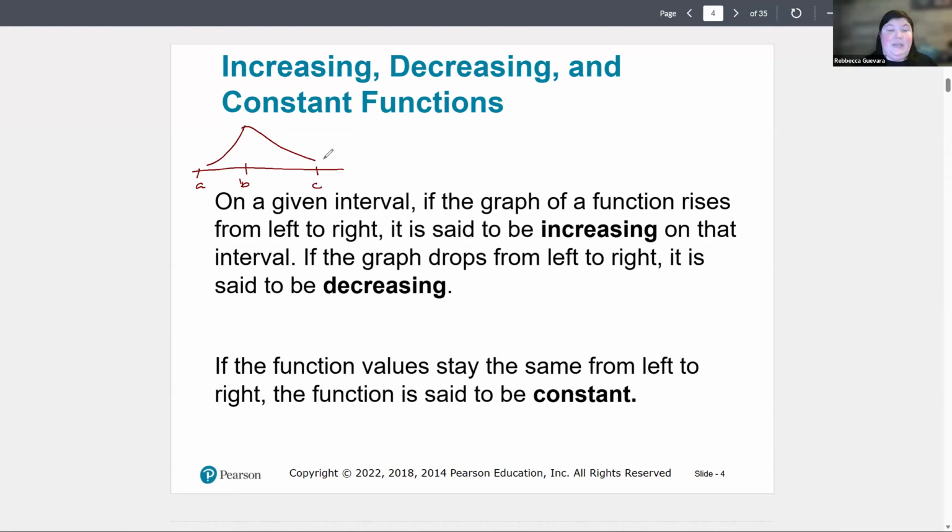If the function values stay the same going left to right, so when we're talking about function values, we're talking about y values. When we say function values, that means y. So if it stays even, or constant, going left to right, it means there'll be a straight horizontal line. That's when it's going to be constant. So what we see here going left to right, our function values increase for increasing, function values decrease for decreasing, and function values stay constant for constant. So remember, y values is the same thing as saying function values.